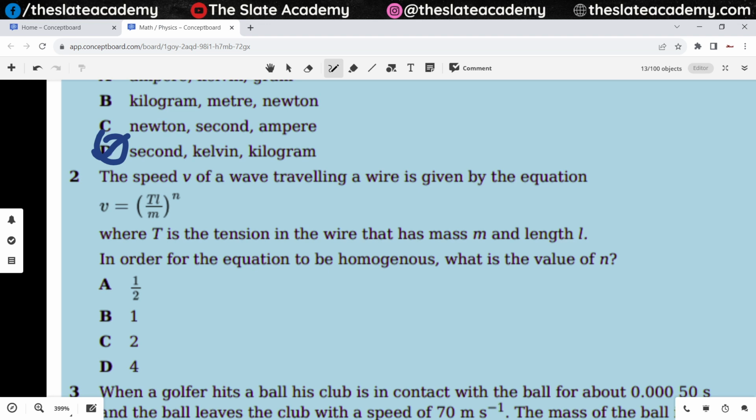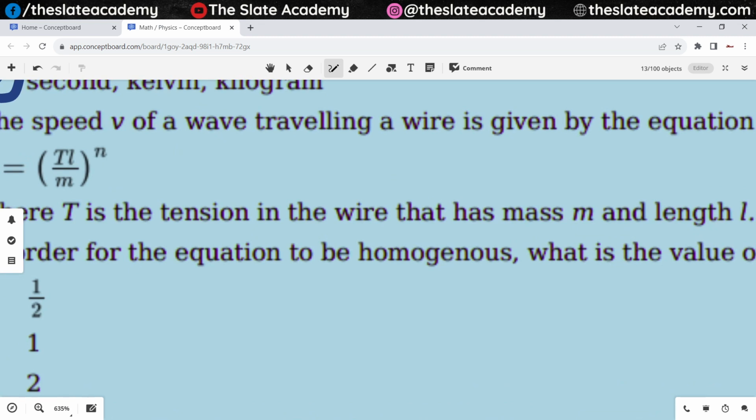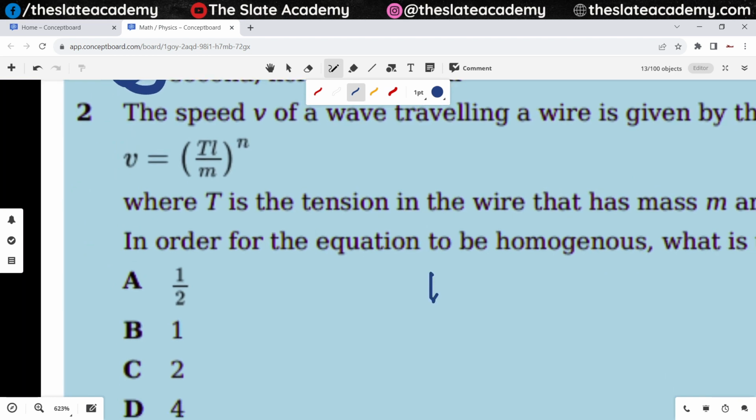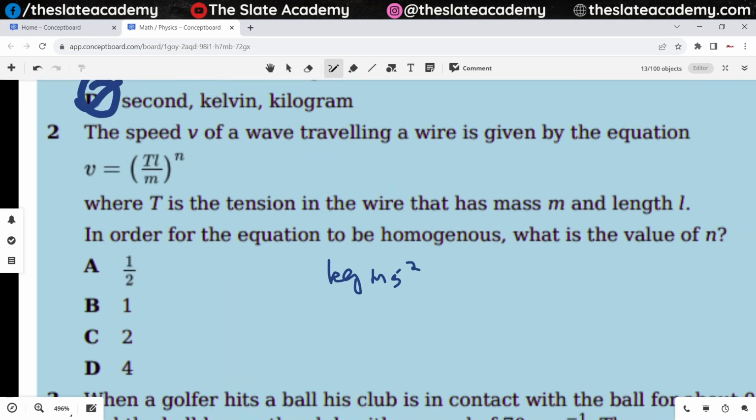What would be the SI unit for tension? Tension is a force. So the SI unit of force would apply. So force में क्या होता है? Mass times acceleration. So this would become kg meter per second squared. Then I've got length. Length is measured in meters. Then I've got mass. Mass is measured in kg. So I've got kg over here. On the right hand side, I've got meters per second.